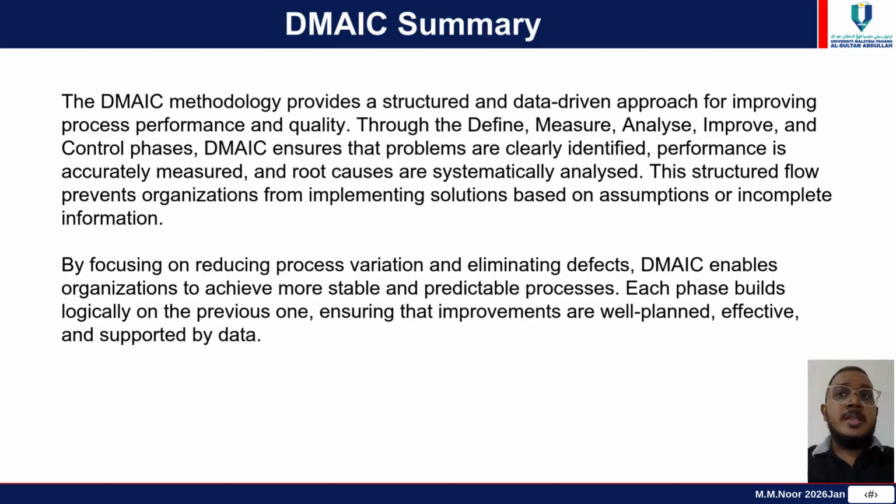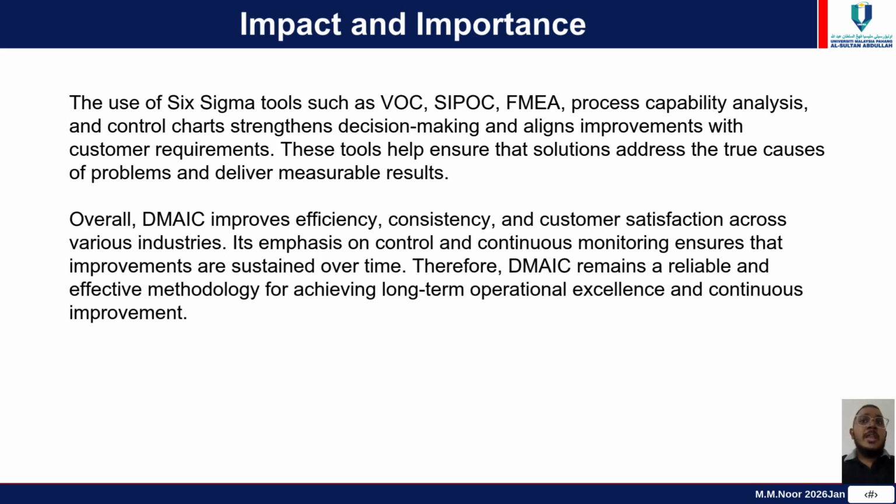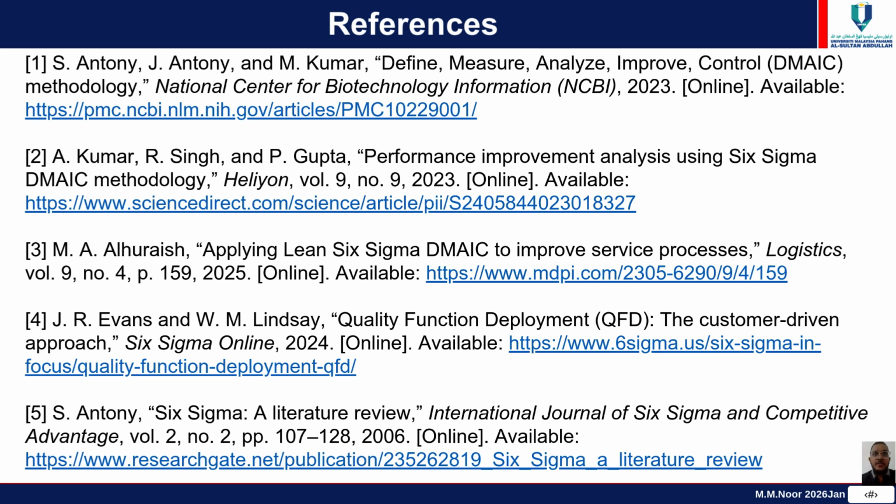Overall summary of project. This project successfully applied DMAIC to improve the process, identifying problems, analyzing root causes, and implementing solutions that enhance performance. Feedback and improvements. Improvements are sustained through the control measures, showing Six Sigma's effectiveness, with future monitoring recommended to maintain and further enhance process efficiency. Here are the overall references for this project.